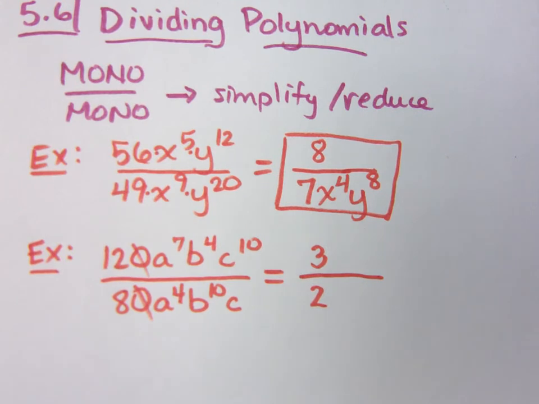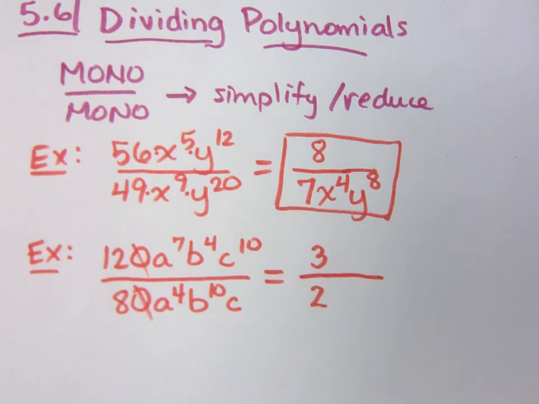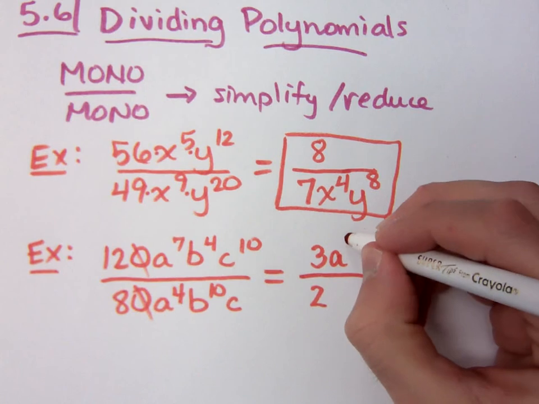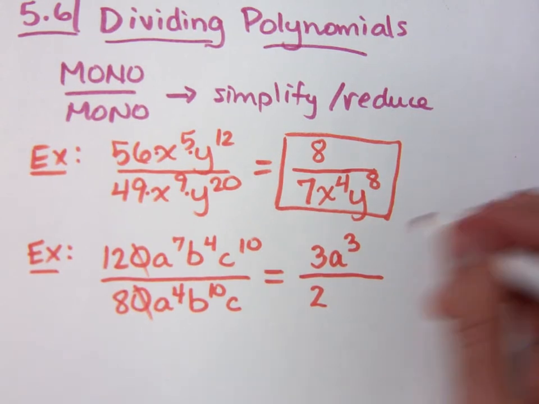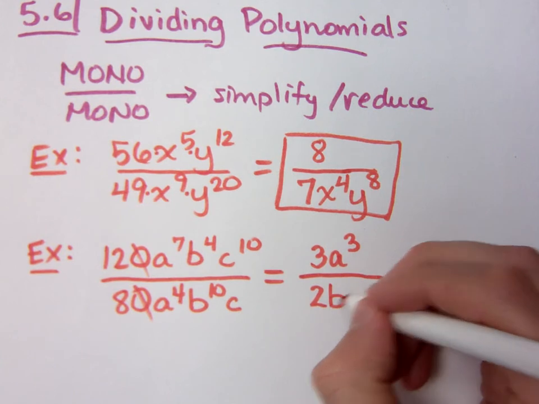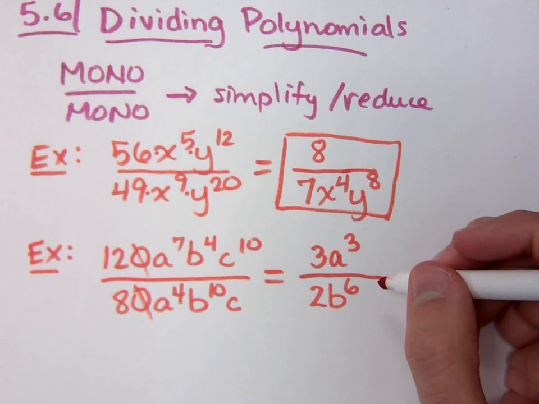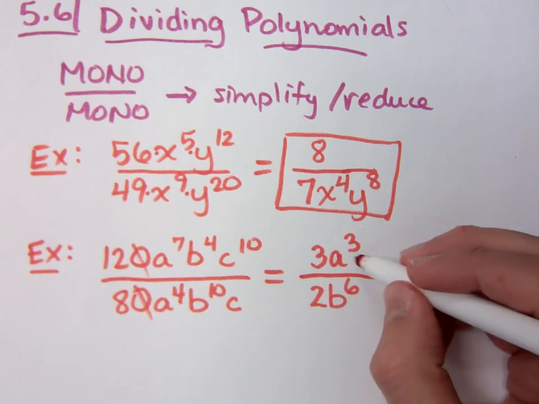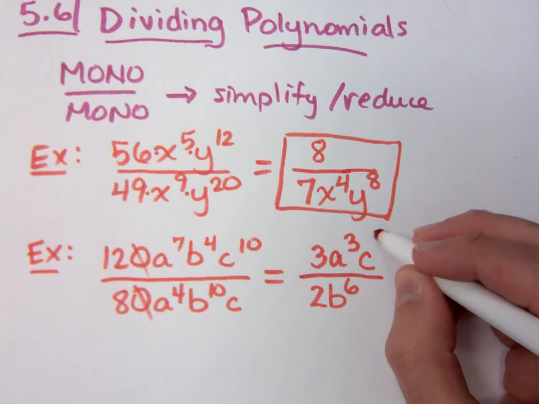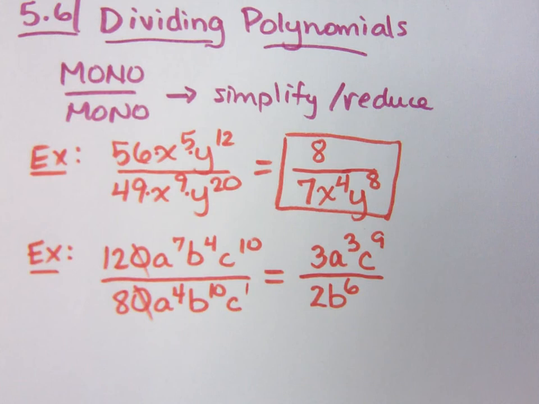What about your a's? Where do you have more of them? On top. Yeah, up top, right? That's a to the 3rd. What about your b's? On the bottom, down low, right? What about your c's? On top. How many more c's do you have on the top? 9. Don't forget, if it helps you out, write a 1 down there.